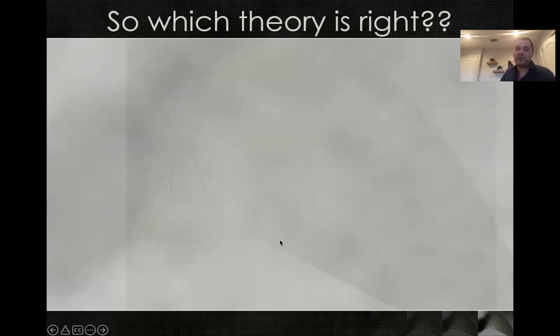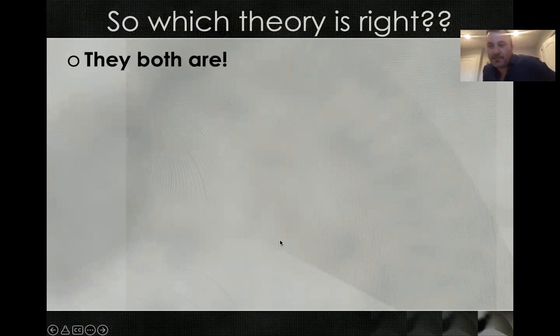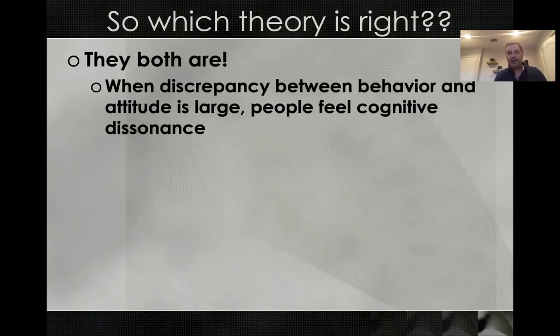Okay, so which of these theories is correct? Well, it turns out that both theories are correct. They both apply to how we make decisions and things like that in somewhat different contexts. The basic idea is that if you engage in a behavior that's very, very different from your attitude, so the discrepancy between the behavior and attitude is large, then we feel cognitive dissonance.